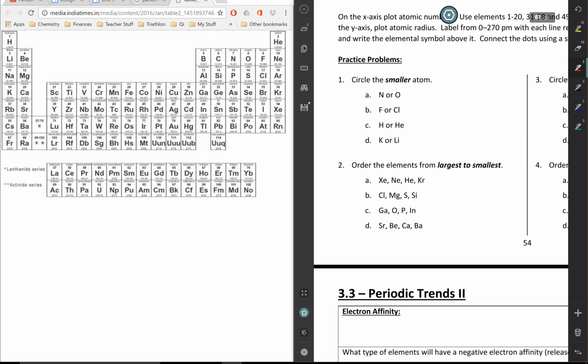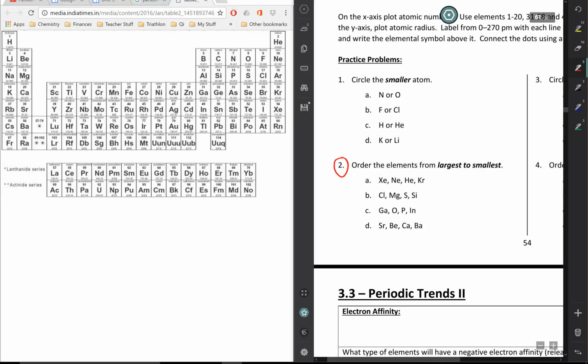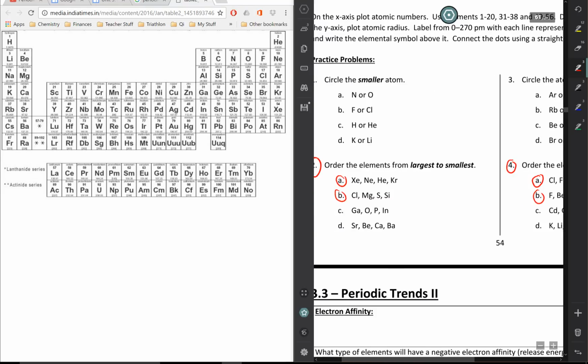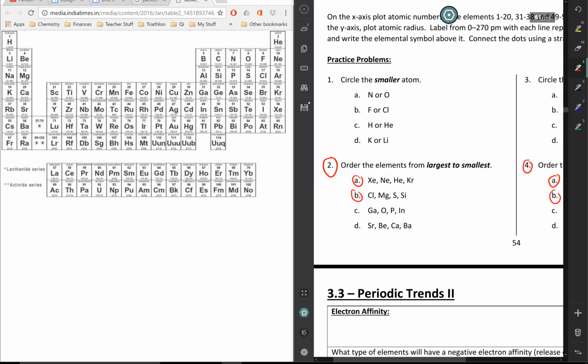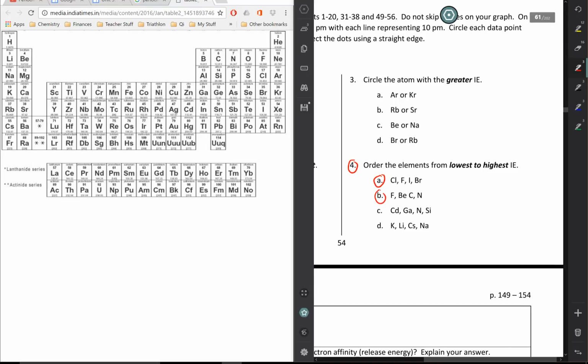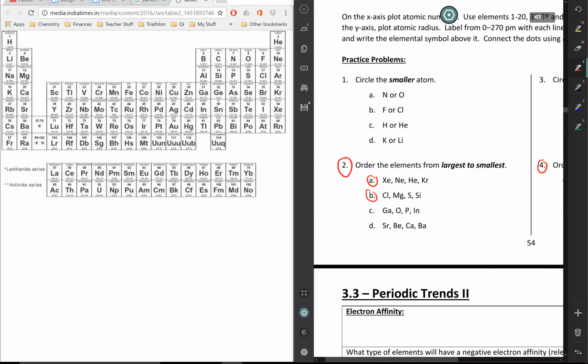I'd like to finish up our lesson today by doing a couple of practice problems. So in your workbook, take a look at page 54, and I want to focus on practice problem 2, we'll do A and B, and also take care of question 4, A and B again. In question 2, you're trying to order the elements from largest to smallest, and for 4, you're going from lowest to highest ionization energy. Pause the video, try these out, and we'll check them over together.